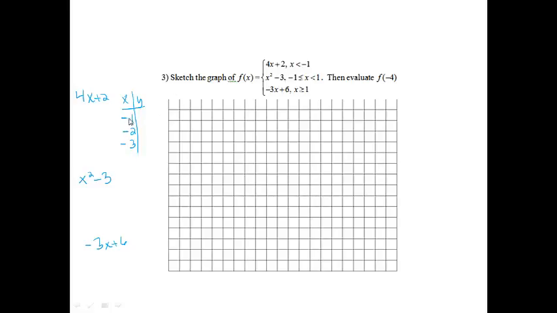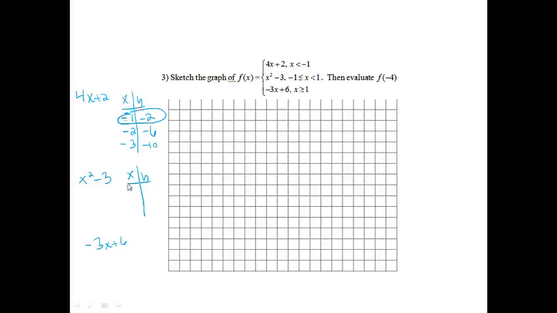So if I plug in negative 1, 4 times negative 1 is negative 4, plus 2 is negative 2. And if I plug in negative 2, 4 times negative 2 is negative 8, plus 2 is negative 6. And if I plug in negative 3, 4 times negative 3 is negative 12, plus 2 is negative 10. All right, and I do know in this section, since x is less than negative 1, there's no equal sign, so there will be an open circle here. All right, and then I'll go to my next section.